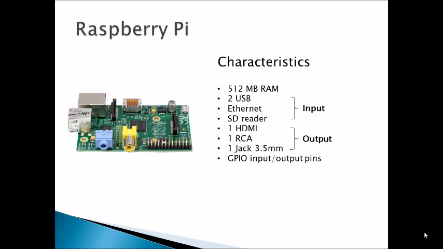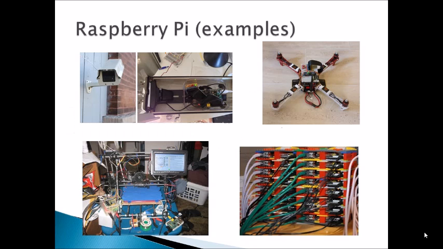Making a link between this slide and the previous one, I marked here which one is the input and the output. The inputs here, we can see, are 2 USB ports, an Ethernet port and an SD reader. And as output it has HDMI, RCA and one 3.5 millimeter jack. It also has GPIO input output pins, and these pins allow the developer to interact with the environment using the Raspberry Pi.